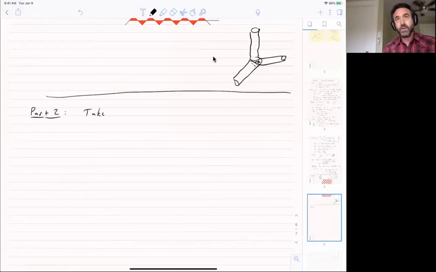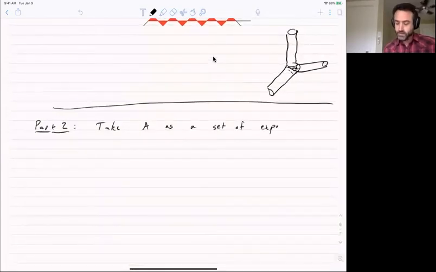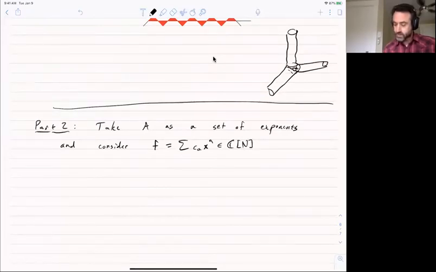So again, one thing we can do with A, a set of lattice points, is take A as a set of exponents, and consider the Laurent polynomial F with generic coefficients C. I want C to be generic so that I can ensure smoothness and good behavior at infinity.